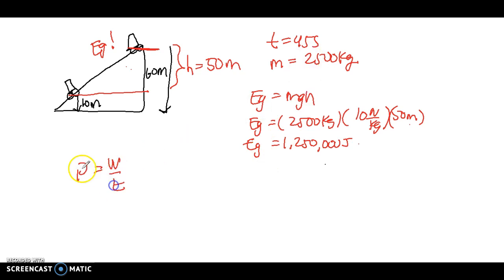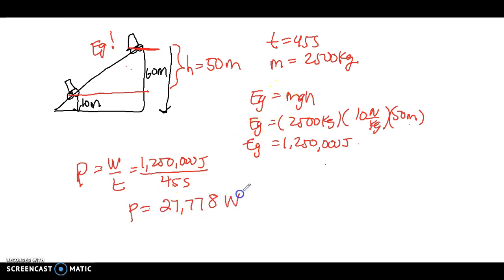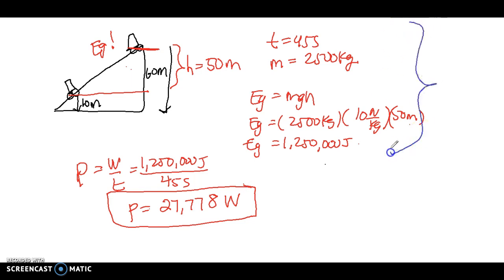So when I'm looking for the power, I'm going to do the work or the energy gained, which was 1,250,000 joules, and that took 45 seconds, which is going to give a power rating of 27,778 watts. All right, a quick note for the test: either it's going to be like this or both, where you have to actually solve the EG.